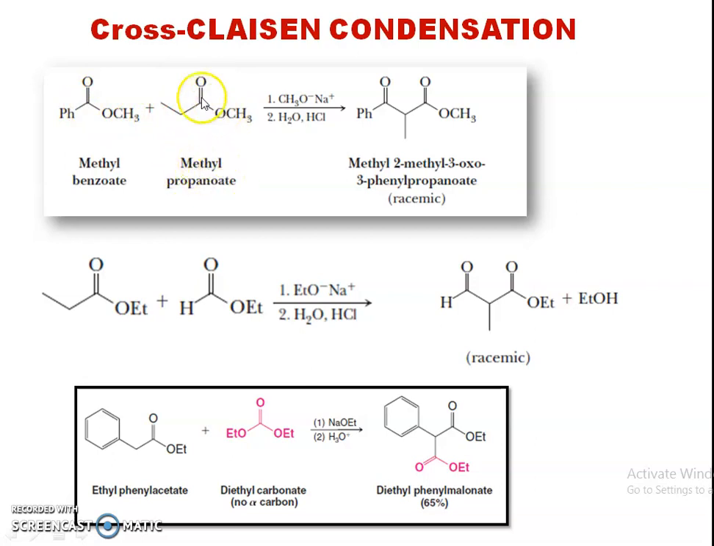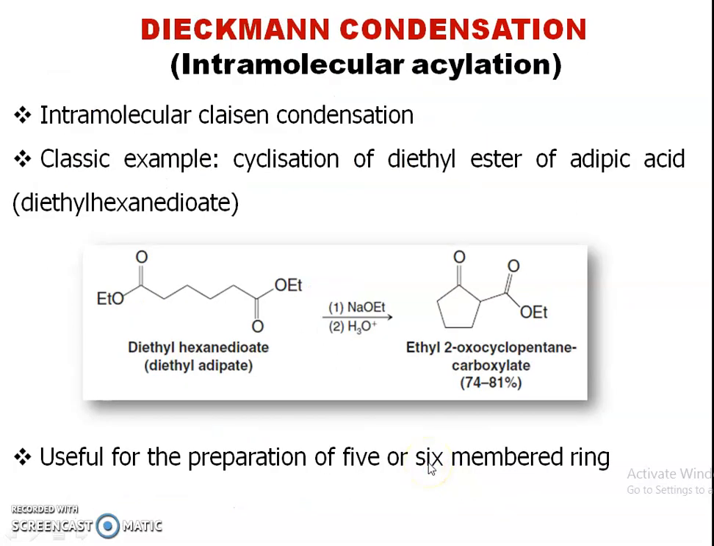In this case, methyl propanoate enolizes, and this enolate will be added to this carbonyl, and this methoxide will be expelled, and finally you get this product. Similarly, in this case, the non-enolizable part is ethyl methanoate, and this is the enolizable part. This will be added here, and you will get this product. And in this example, ethyl phenyl acetate is the enolizable part. This will be added to the non-enolizable part, diethyl carbonate, and it forms a structure like this.